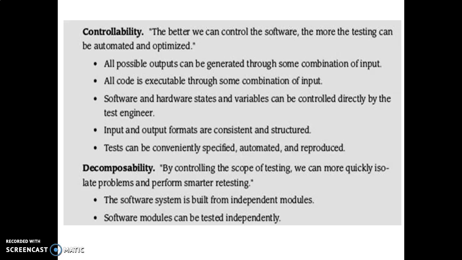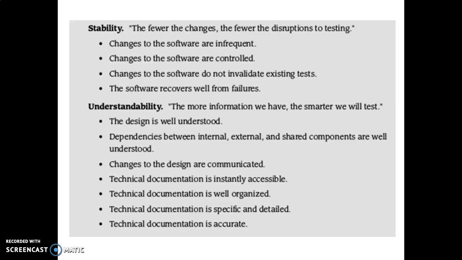Decomposability. By controlling the scope of testing, we can more quickly isolate problems and perform smarter retesting. As we have seen, 20% of the program contains 80% of the errors. So we try to decompose that portion. We test it effectively and try to identify as many errors as possible. So the software system is built from independent modules. Software modules can be tested independently.